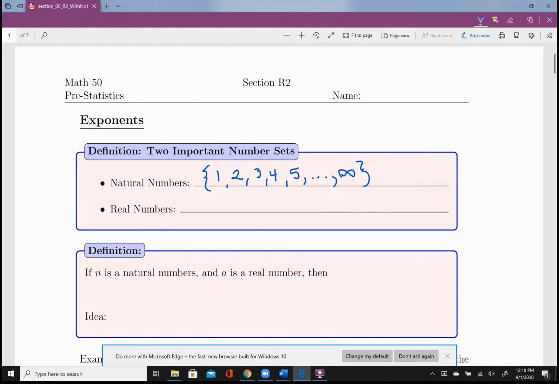Real numbers, on the other hand, you can't really represent that very well with the set, the curly bracket stuff. So we're going to say all numbers that you can think of. Went outside the lines a little bit.